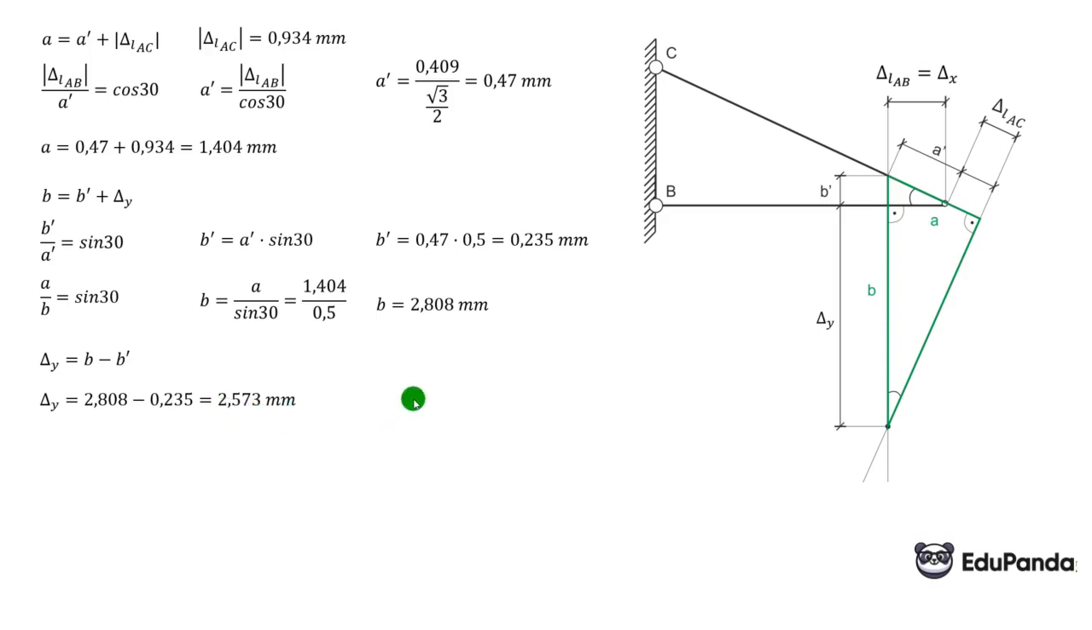So we are reaching the end of the task. Delta x, as seen from the drawing, is simply delta L underscore AB, which is 1.438 mm. And that's everything we had to calculate.